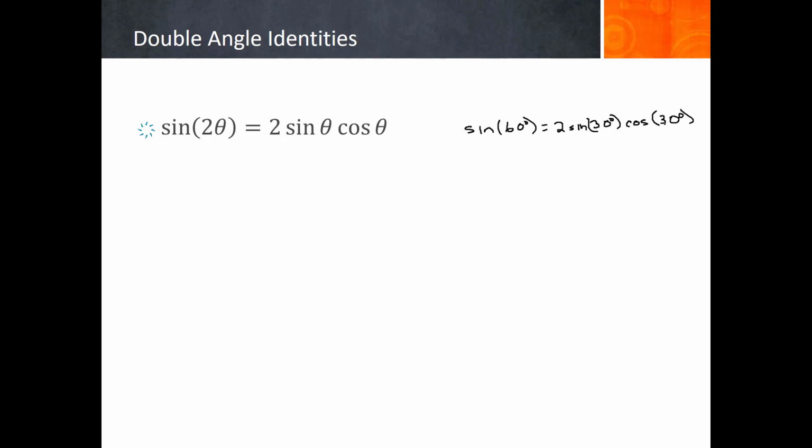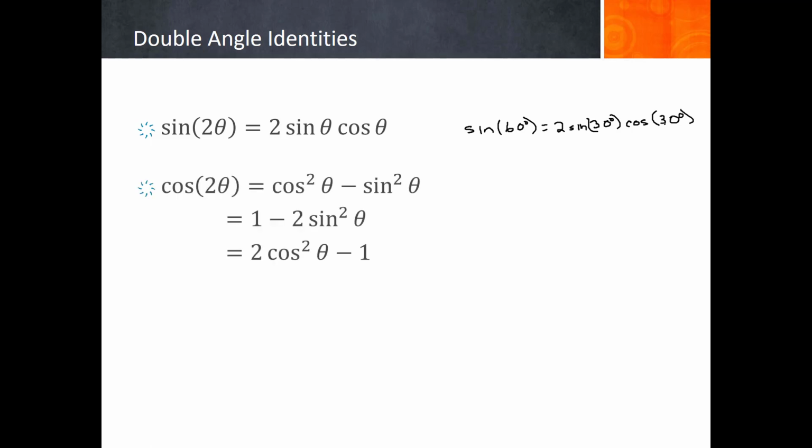Sine of 2 theta is equal to 2 sine theta cosine theta. That's our double angle identity for sine. For cosine, it's a little different. We have 3 options to pick from. So cosine of 2 theta is equal to cosine squared theta minus sine squared theta. It could also be written as 1 minus 2 sine squared theta, or it could be written as 2 cosine squared theta minus 1. And those 3 versions, if you knew the first one, you could get the other 2 using the Pythagorean identity that we talked about a couple lessons ago.